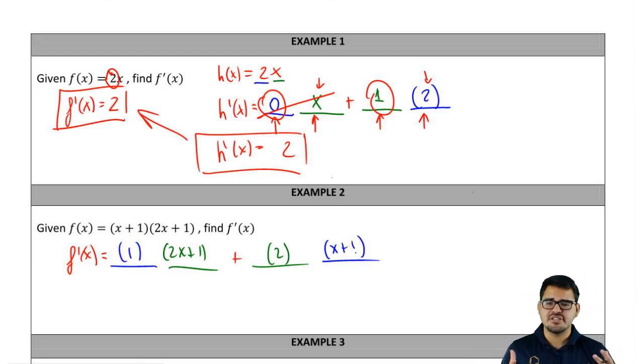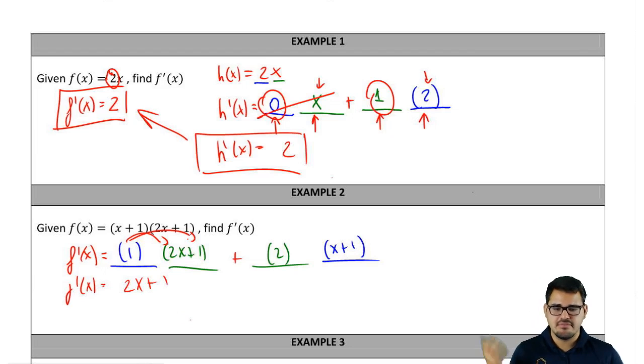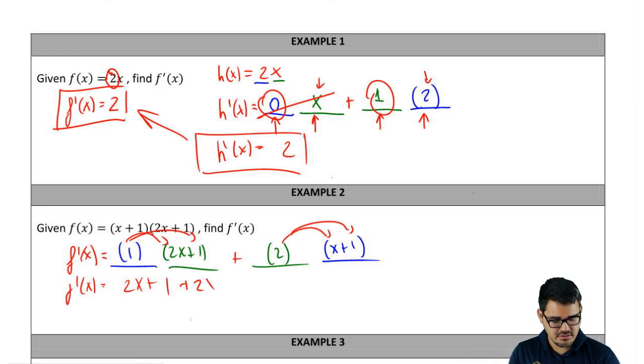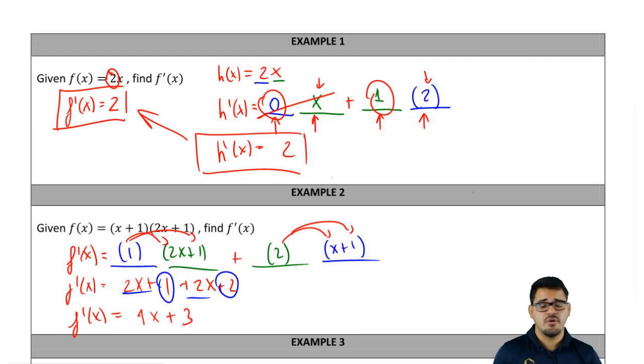So now we clean it up a little bit, and we rewrite this as f prime of x equal to 2x plus 1, because that 1 doesn't really affect anything. And now this 2 is going to affect things a little bit, because we're going to distribute the 2, and we get plus 2x plus 2, and then we combine like terms. We have 4x when we combine the 2x and the 2x, and then we combine the 1 and the 2, which gives us plus 3. So our final answer is 4x plus 3 when we find the derivative of this.